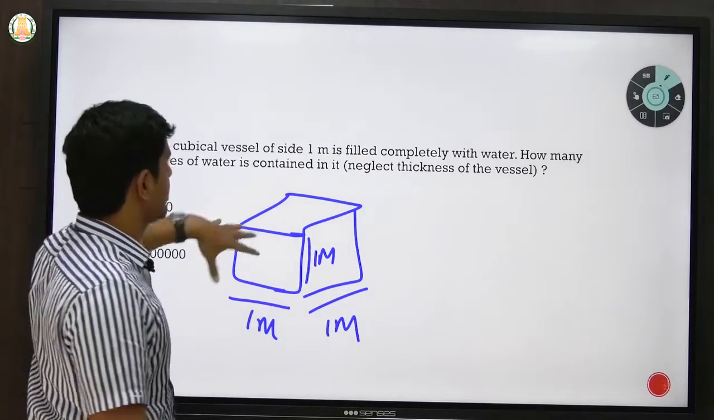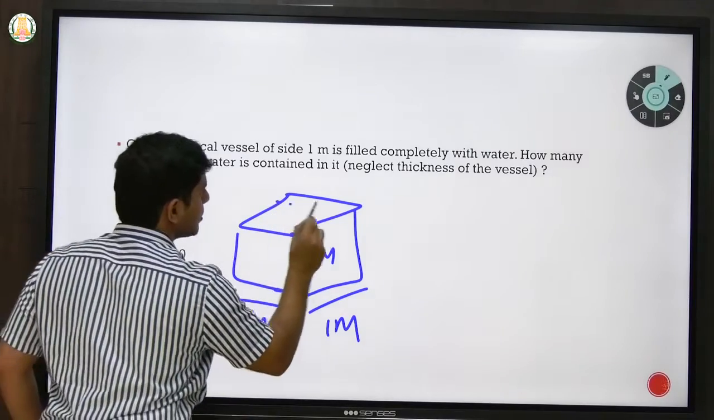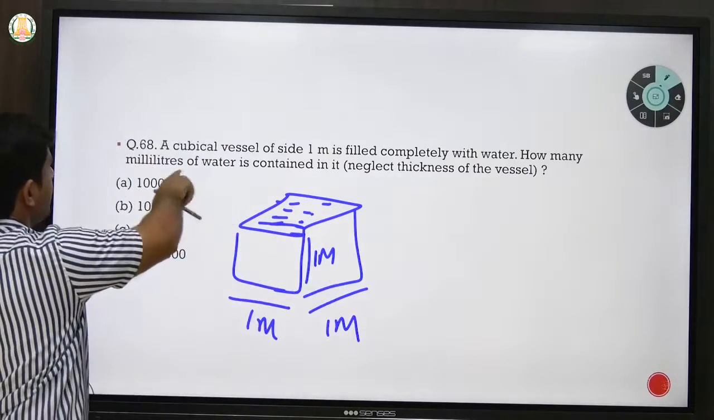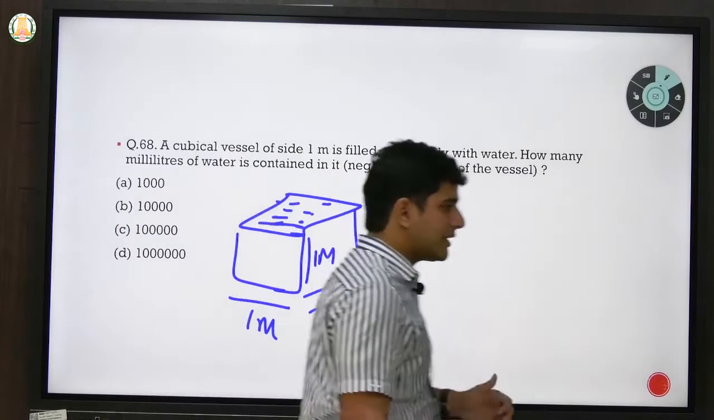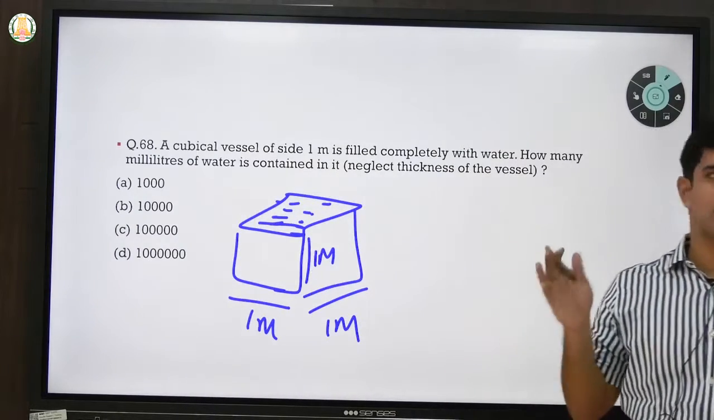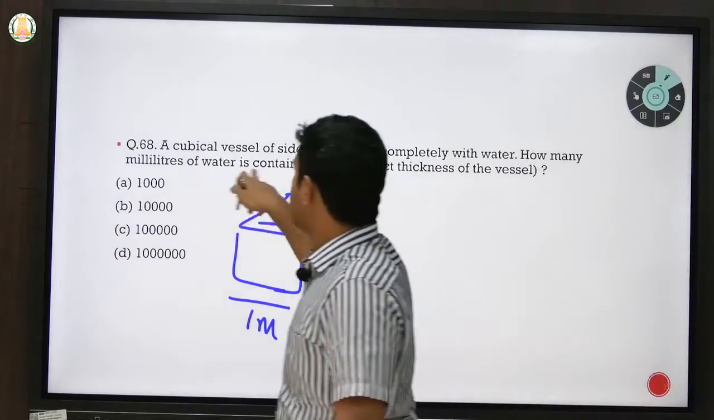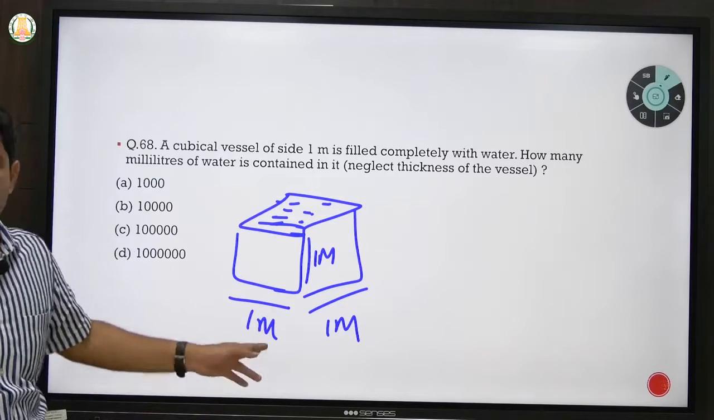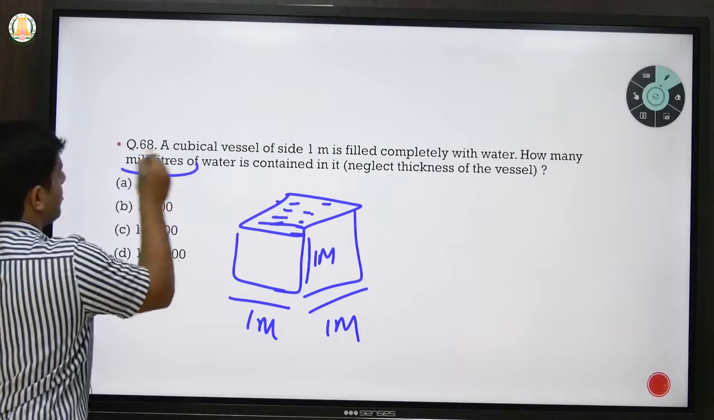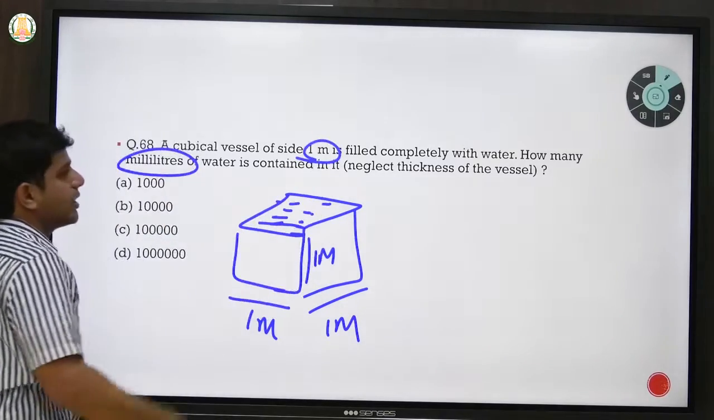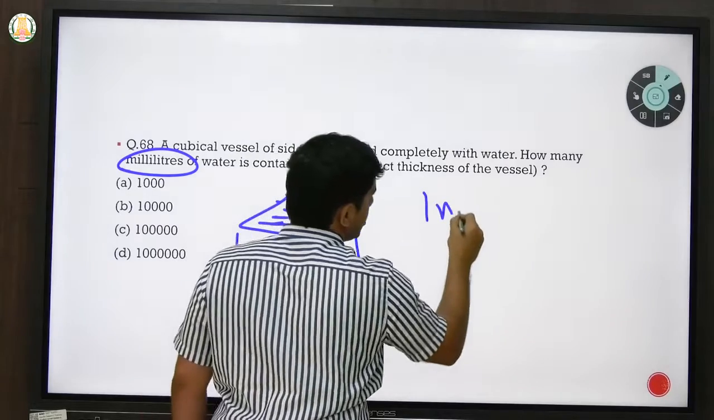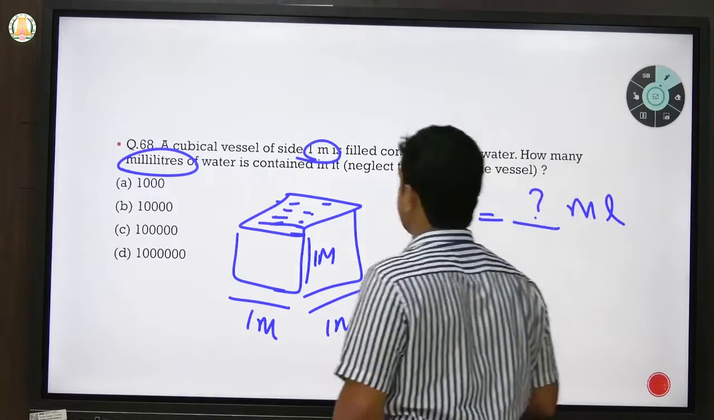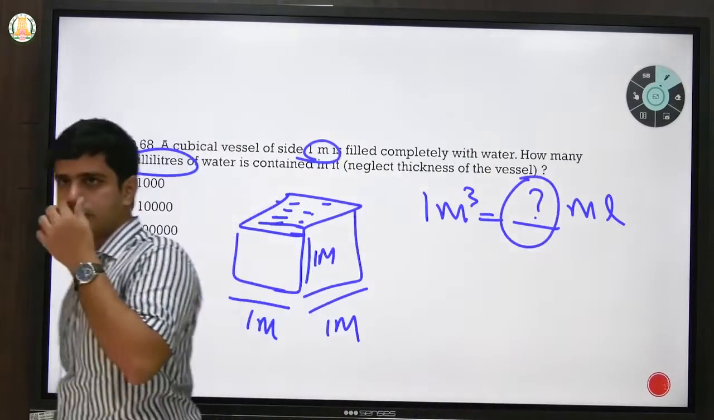It is filled completely with water, so it's up to the brim. Up to the brim there is water in this entire vessel. Think of it as a can. Then he's asking how many milliliters of water is contained in it. So basically he's saying you have a cube of 1 meter cube volume, and how many milliliters of water, meaning 1 meter cube will be how many milliliters, is what is being asked. That is a simple question. You should know the conversion. So this is what you have to find out.